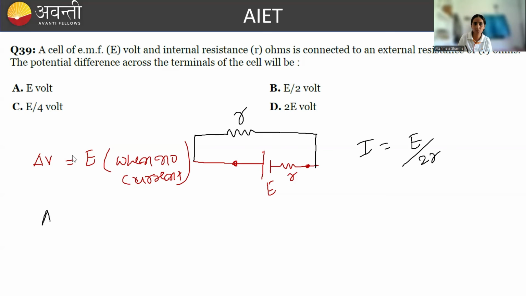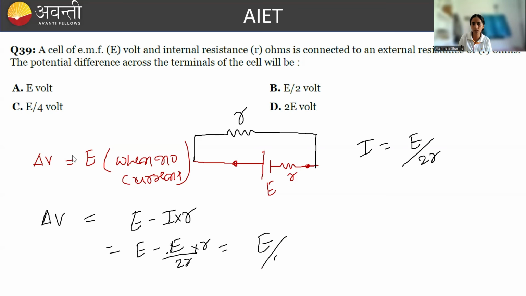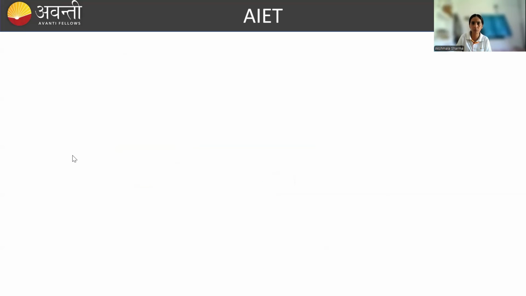Okay? In this case, what will be the potential difference between the terminals? So this is E minus current into internal resistance. So this is E minus I, the value E by 2R, into R. So this is equal to E by 2 volts. So the correct answer will be what? The correct answer will be B. So the answer is B.